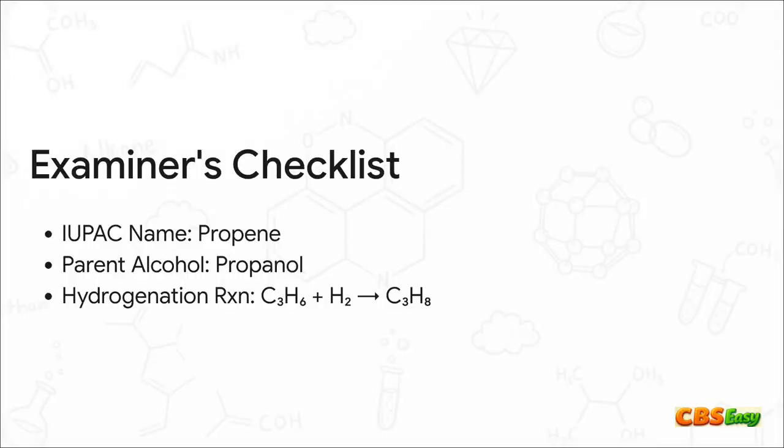Here is exactly what the examiner is looking for, straight from the marking scheme. They're ticking off a checklist. The name? Propene. The parent alcohol it comes from? Propanol. And the related reaction they want to see? Hydrogenation. Hitting every single one of these points is how you lock in all 5 marks.